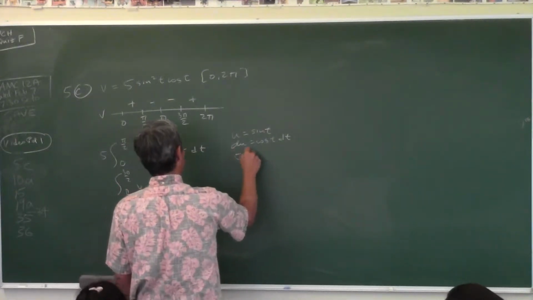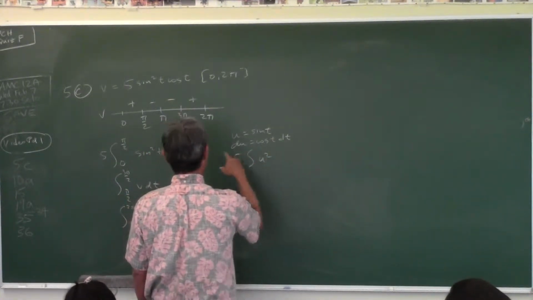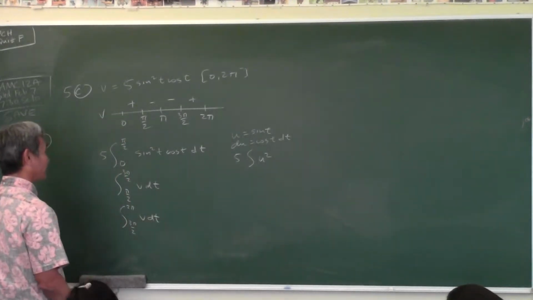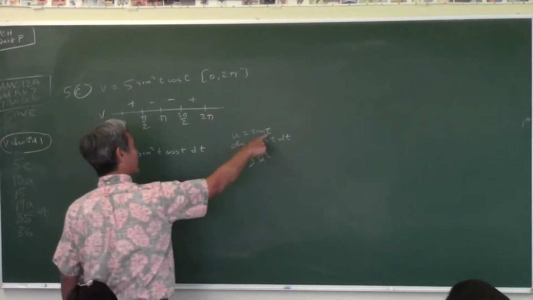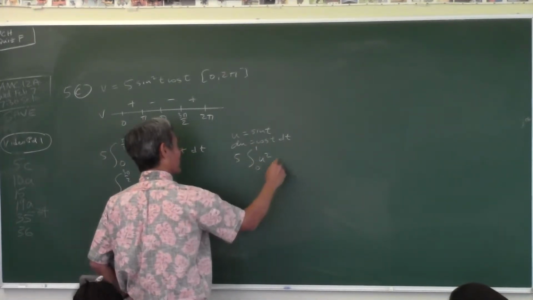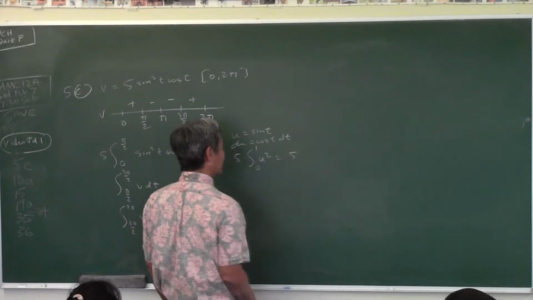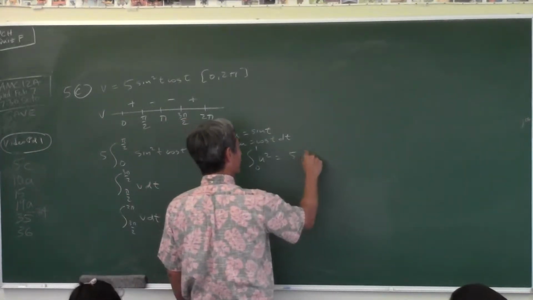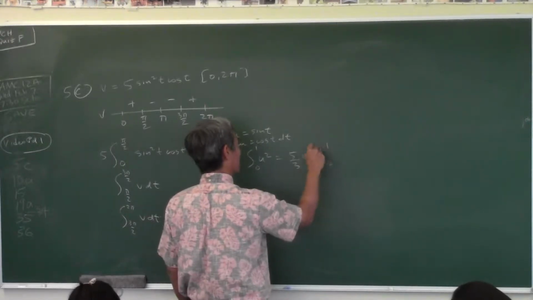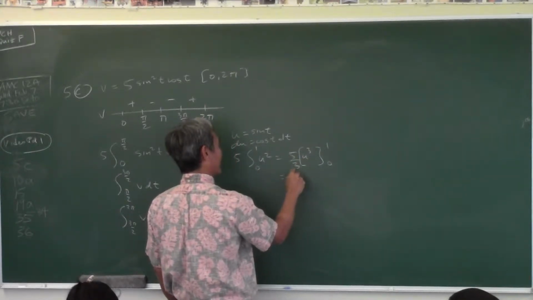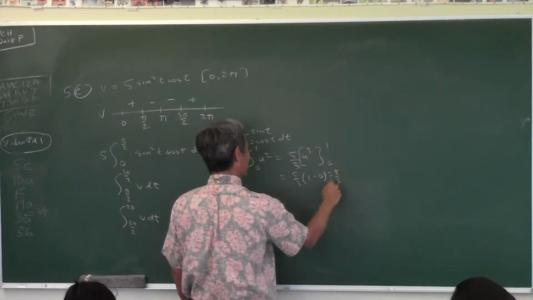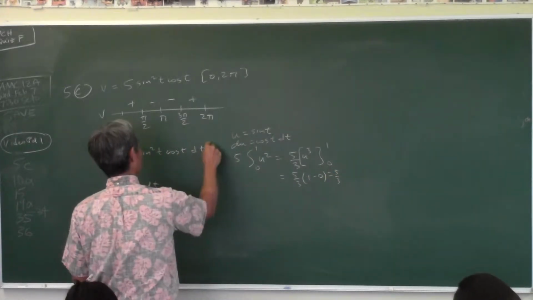Anyway, 5 u squared, and then the du is the dt. But what are the new limits of integration? If I plug in 0 for t, you get 0. If I plug in pi over 2, you get 1. So that comes out to 5. What's the antiderivative of u squared? Is it just u cubed? No, with the 1/3 in the front, from 0 to 1. Factor out the constant, and then you got 5/3 times 1 minus 0. That's 5/3. So this first integral is 5/3.